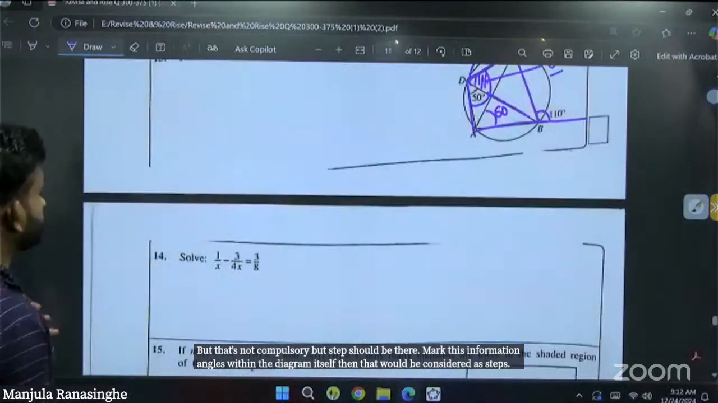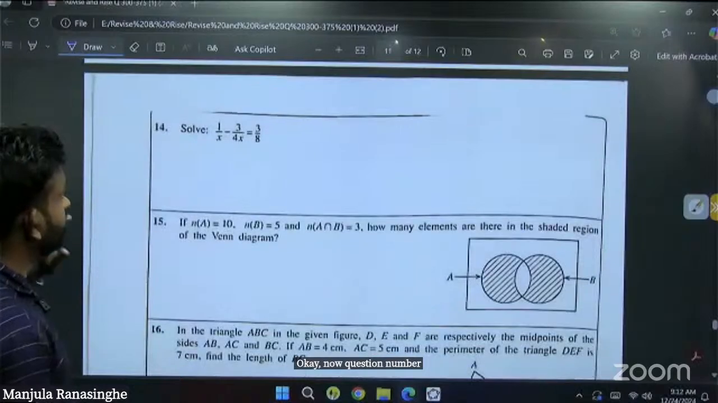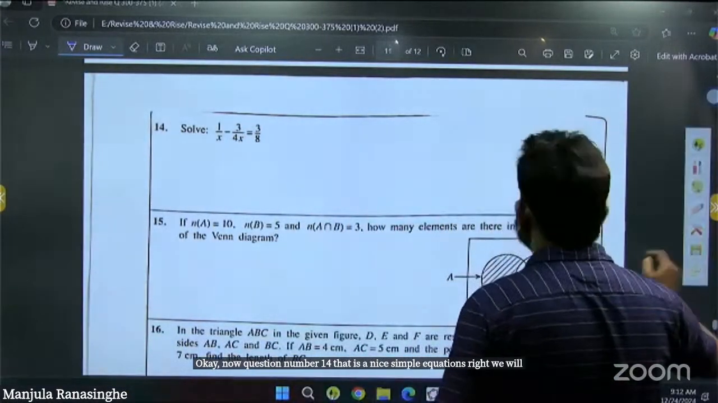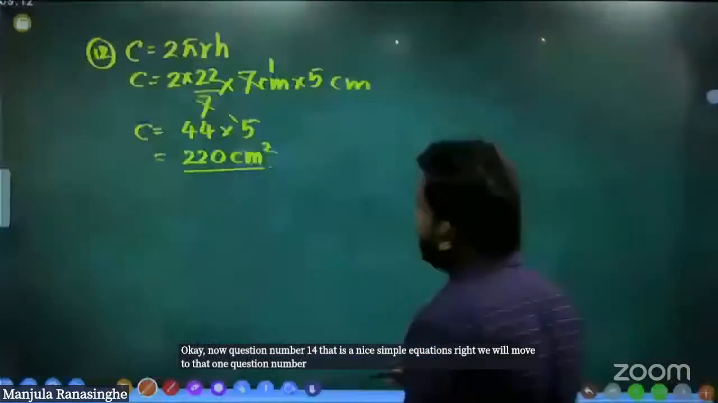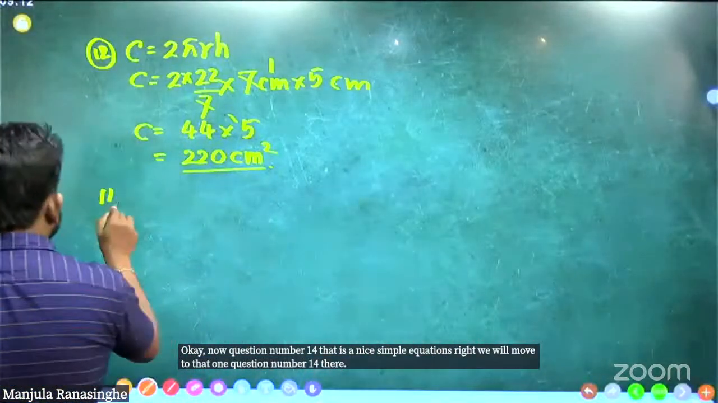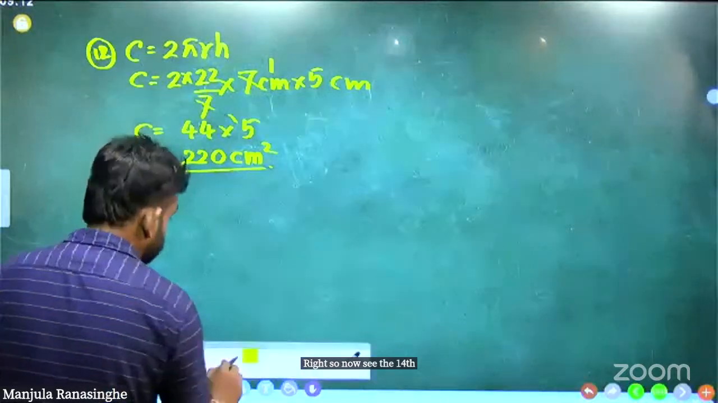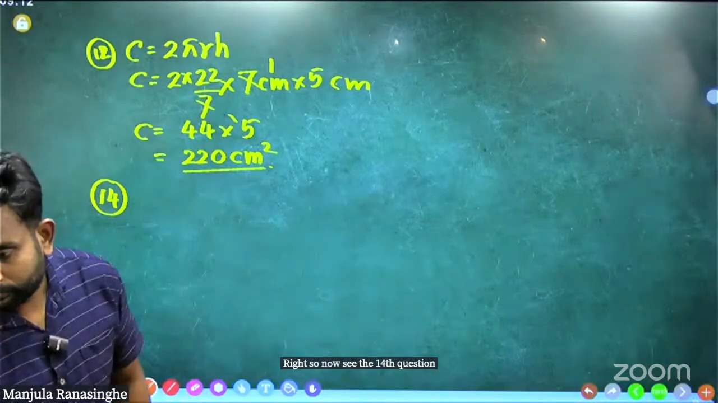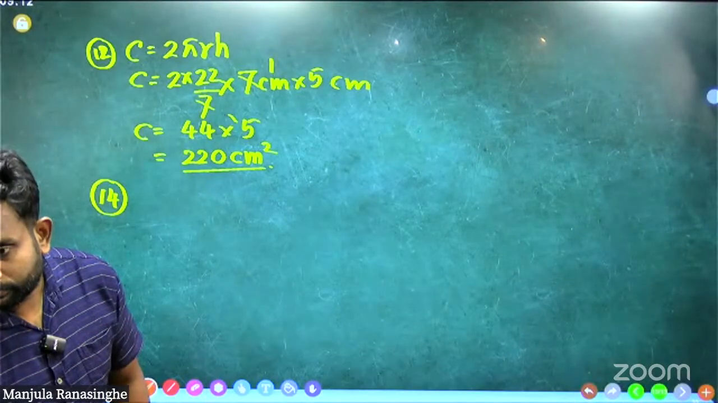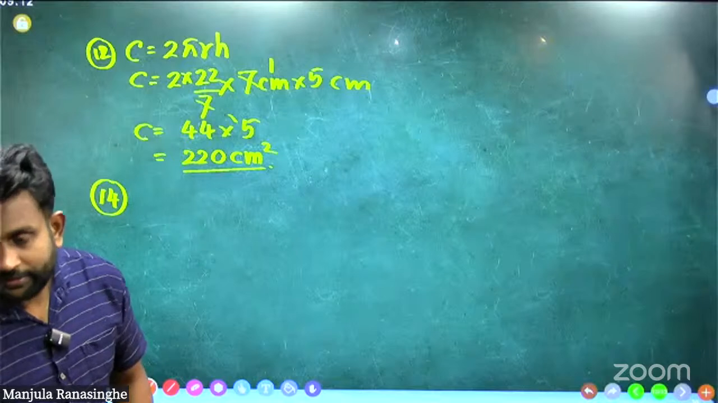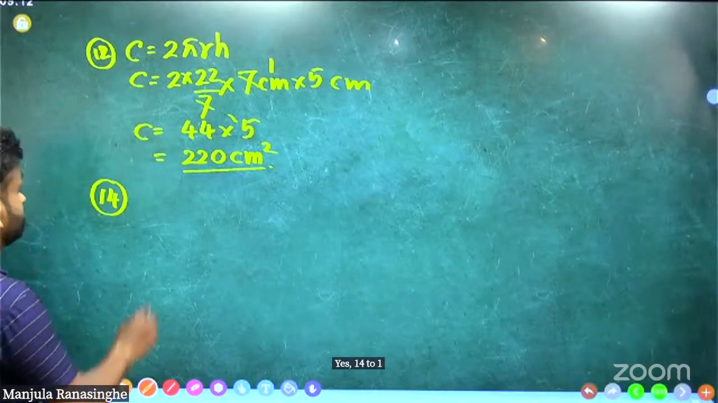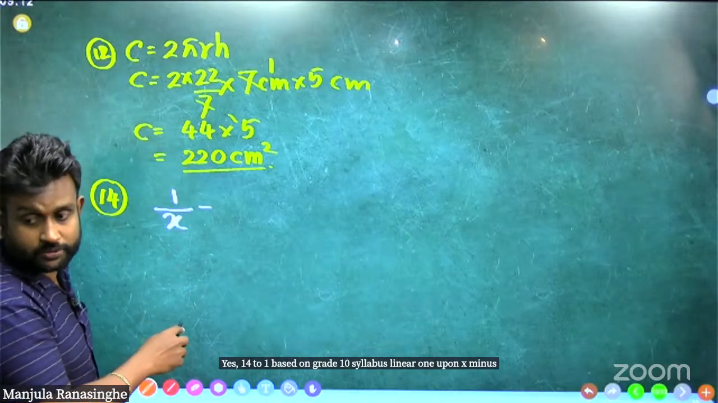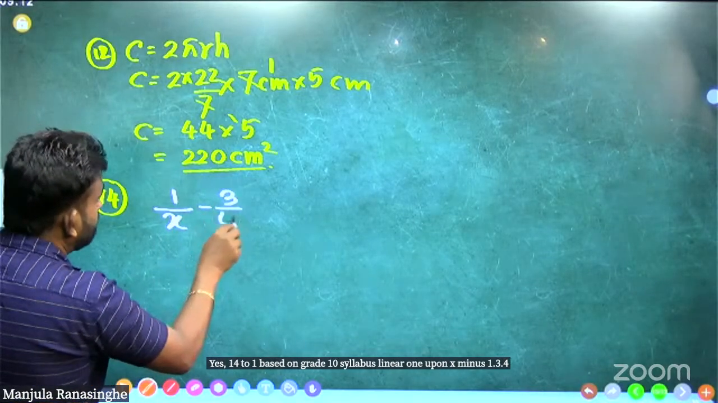Okay, now question number 14, that is a nice simple equation. We will move to that one. So now see the 14th question. Yes, the 14th one is based on the grade 10 syllabus, linear equations: 1 upon x minus 1 upon 4x... equal to 3 upon 8.